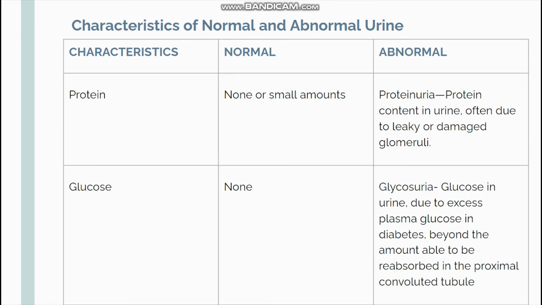Protein, normal findings, none. Abnormal findings, proteinuria. Protein content in urine often due to leaky or damaged glomeruli. Glucose, normal findings, none. Abnormal findings, glycosuria. Glucose in urine due to excess plasma glucose and diabetes, beyond the amount able to be reabsorbed in the proximal convoluted tubule.